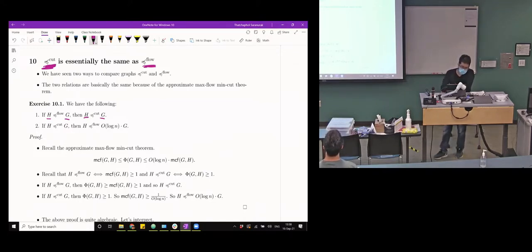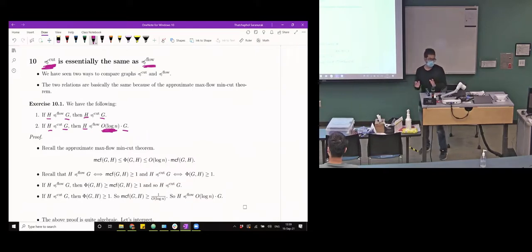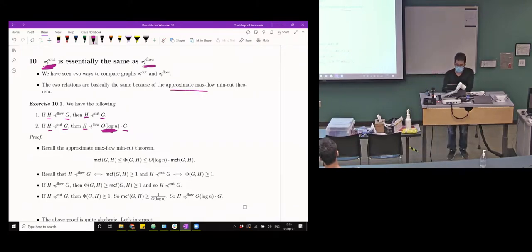But on the other hand, if H is less than G in the cut-wise sense, then H will be less than G too, but with this log-n factor in the flow sense. Actually, this is really the same statement. It's equivalent to approximate max-flow min-cut. But let me just show you one direction: that if you have the max-flow min-cut theorem, then this is indeed true.